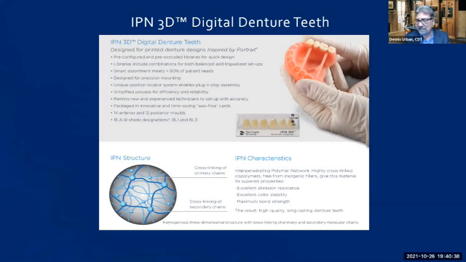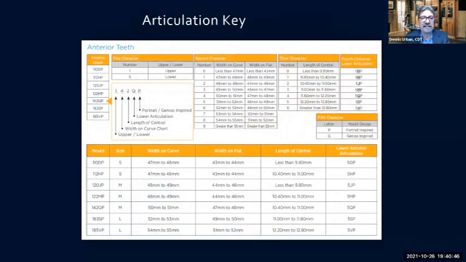So here are your IPN 3D denture teeth. There's a lot to choose from. There's a lot of different molds that you can utilize. And this is the articulation key, and the articulation key is really important because it gives you a lot of information on the types of denture teeth for the anterior teeth and posterior teeth. And this is all built into the software.